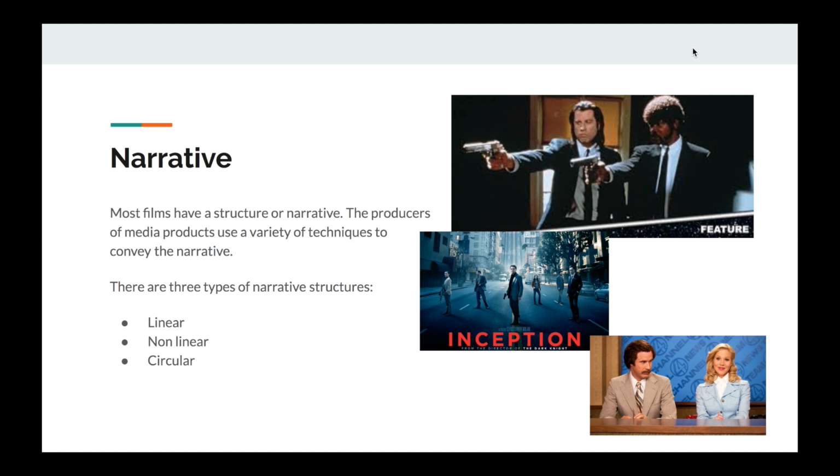And in films, there are lots of different types of narratives. What we're going to do is cover two main approaches, one being a linear narrative and the other being a circular narrative or a non-linear narrative. So you can see some examples here. We have Pulp Fiction, Inception, and Anchorman, strangely enough. These films all have different narrative structures.